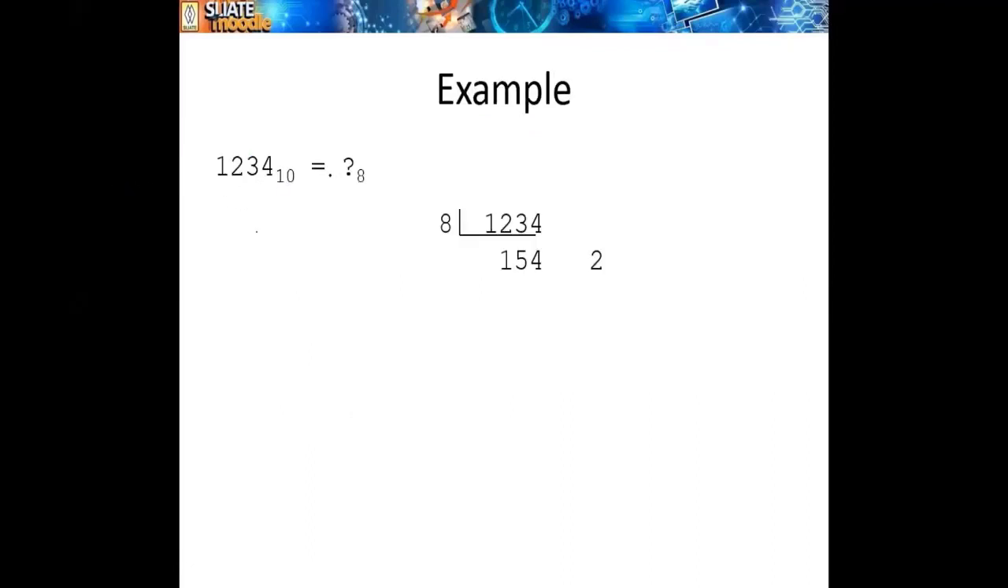1234 base 10. We have to find out how much in base 8. So for binary, what we did was divide by 2, and keep on until we get the balance 0, right? Until we get the 0. So here, let's divide 1234 by 8. If we divide by 8, we get 154 and the remainder is 2.